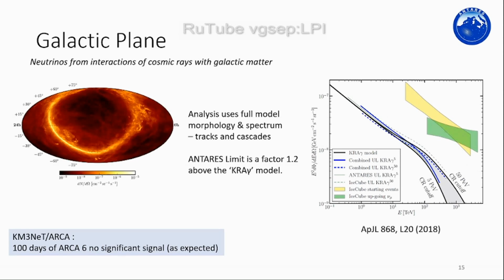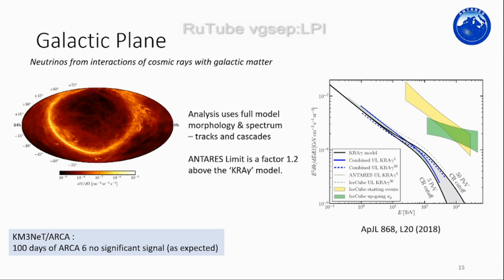One target we've looked at in a few analyses is the galactic plane, because you expect neutrinos from interaction of cosmic rays with the matter there. In particular, we have looked at the KRA-gamma model. We've used the full morphology and spectrum of this model. We analyzed both tracks and cascades. We set the limit, so we didn't do discovery there. We also combined together with IceCube to set an even stricter limit. You can see these in this plot here. The green ones are the ANTARES-only limits, and the blue ones are the combined IceCube-ANTARES limits.